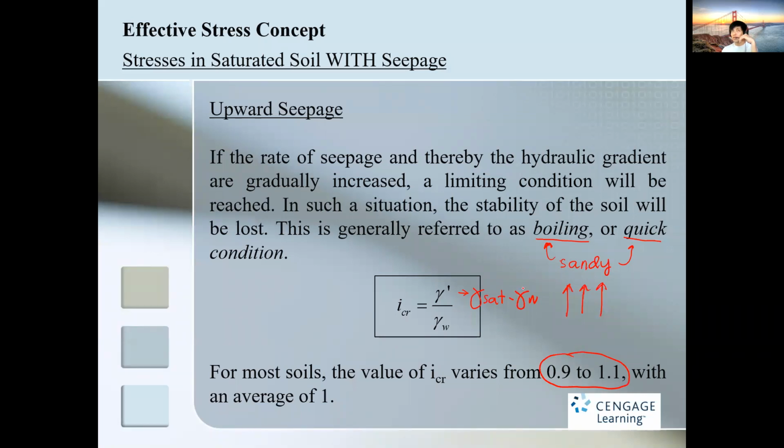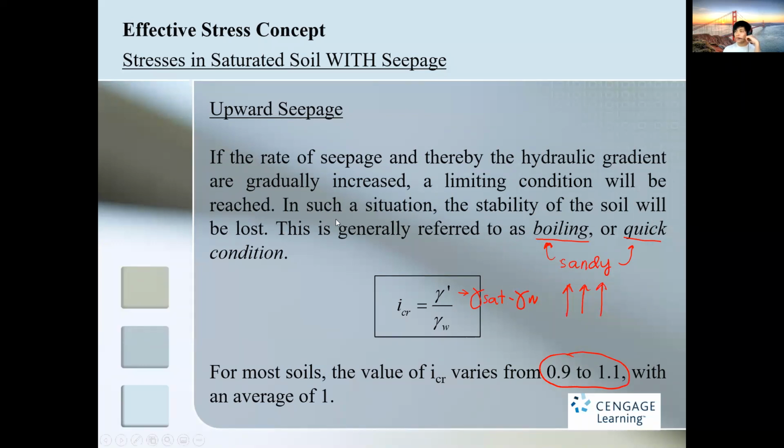So if you can determine the critical hydraulic gradient of your particular soil sample, you have the limiting range wherein you can say that at this particular hydraulic gradient, or in problems that involve the hydraulic gradient, the soil is still safe if it's lesser than 0.9 or lesser than 1.1, depending on the soil type. Okay.